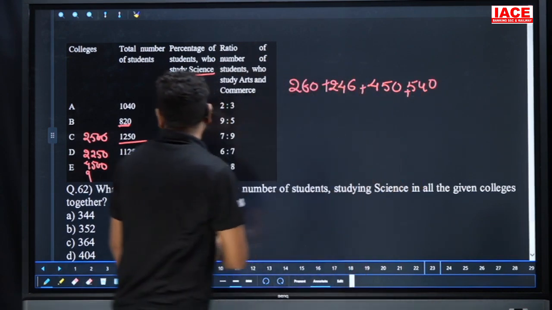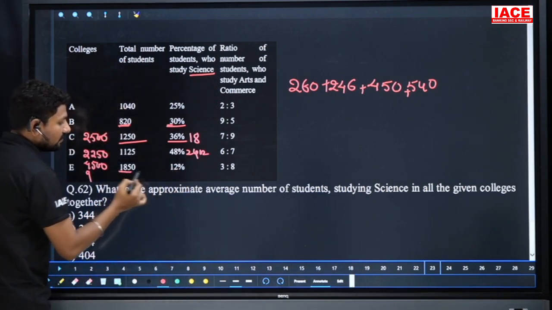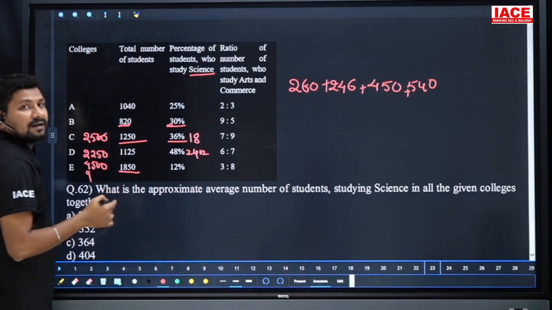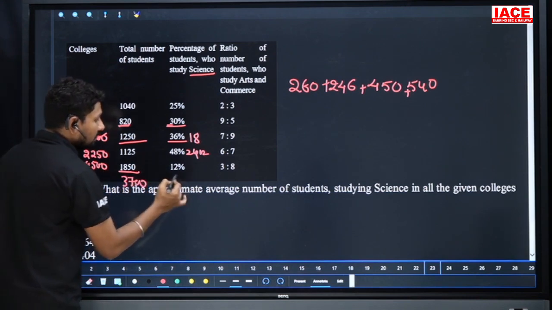And the fifth one is required. How much percentage do we require? 12 percentage of 185, making it double: 1850 making a double. 1800 double value is 3600, it is becoming 3700.